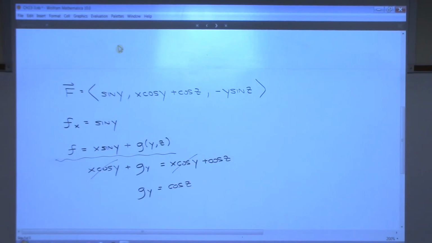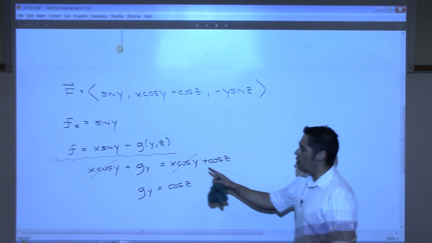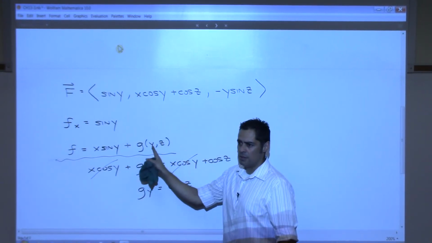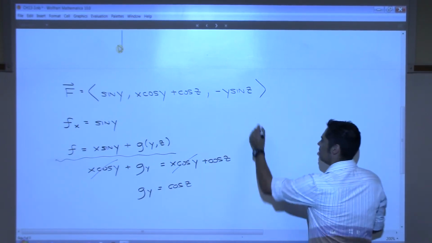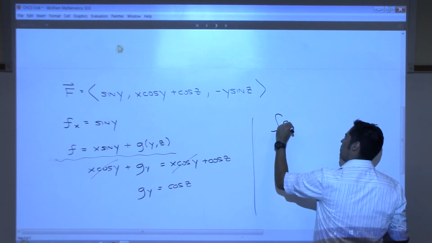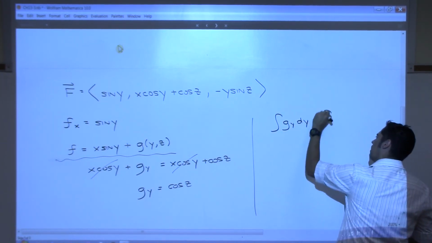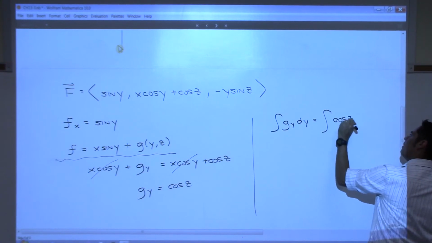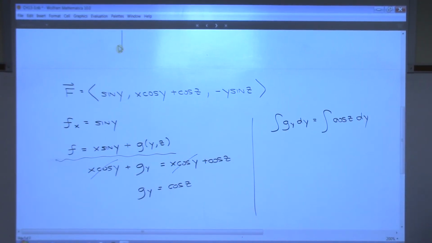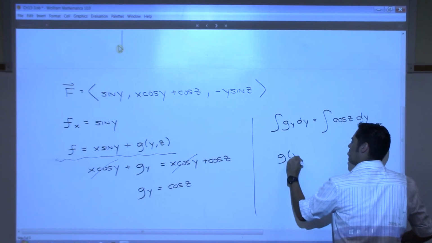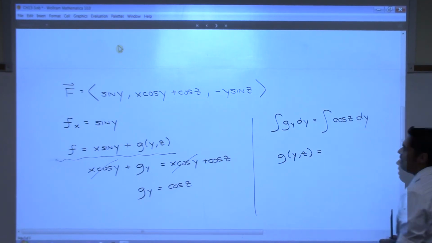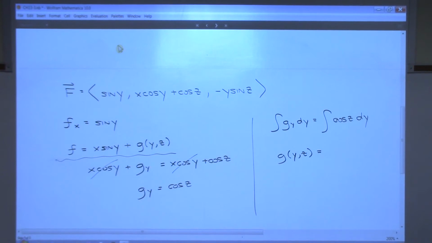Now what? Integrate with respect to y. I'm trying to figure out what that g function was, right? Well, I know its derivative with respect to y is this. So to get back to g, I integrate. I'll show it this time. I integrate the left side, and I integrate the right side with respect to y. The left side should just become the function g of yz. And the right side is y cosine z.